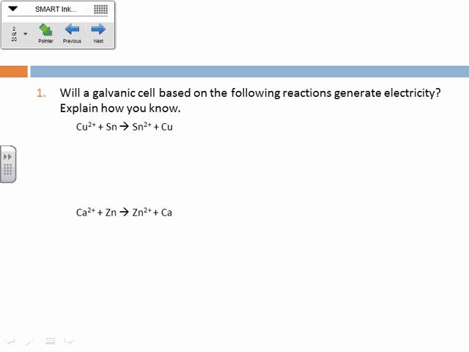Will a galvanic cell based on the following reactions generate electricity? Explain how you know. Okay, so there's a couple of reactions there, and you want to decide. In other words, what are we asking here? If they're going to generate electricity, what are we really asking? Are they spontaneous? Okay. Alright, so go ahead and figure that out.